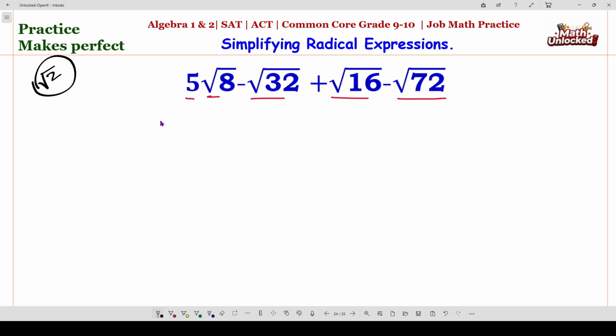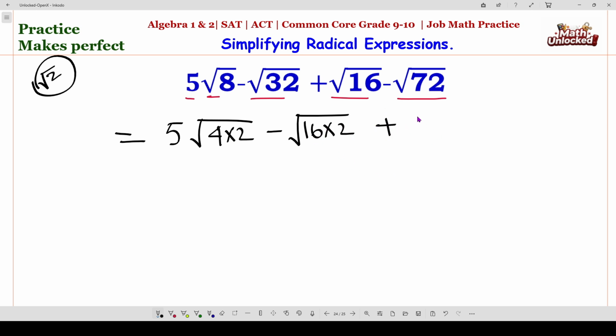How? Look, first we can write 5 root of 4 times 2 for 8, minus root of 16 times 2 for 32, plus root 16, which means 4, minus root of 36 times 2 for 72. Look, everywhere there is a 2. Why? Because for every number we have to find the perfect square. 4 is a perfect square, 16 is a perfect square, 36 is a perfect square.